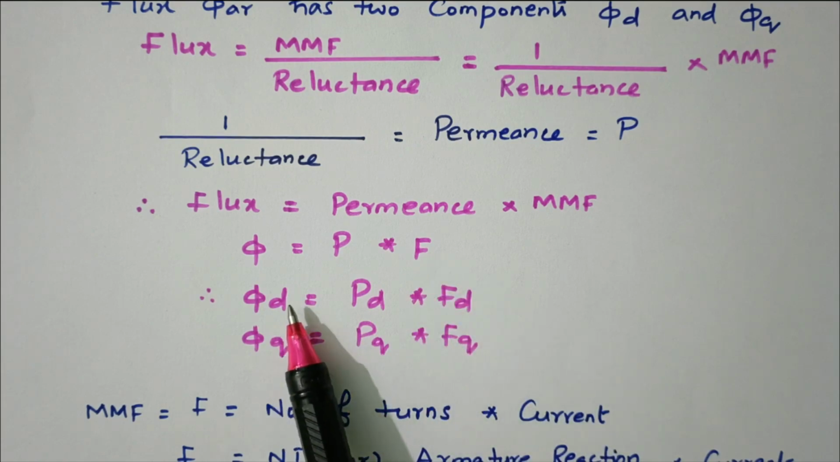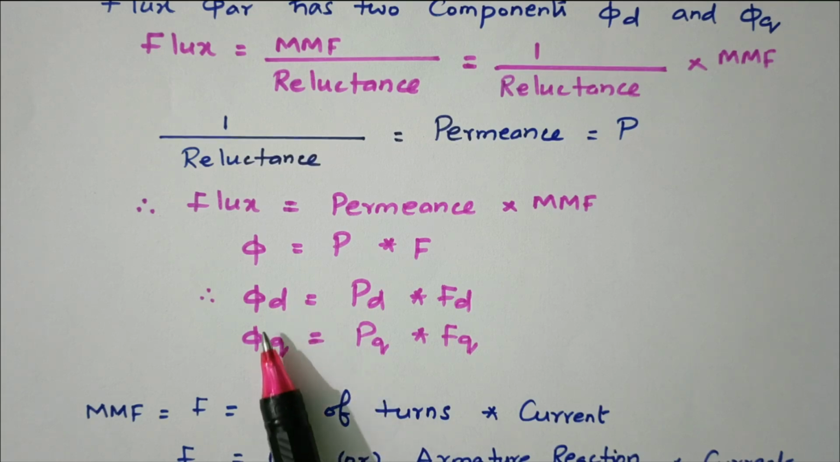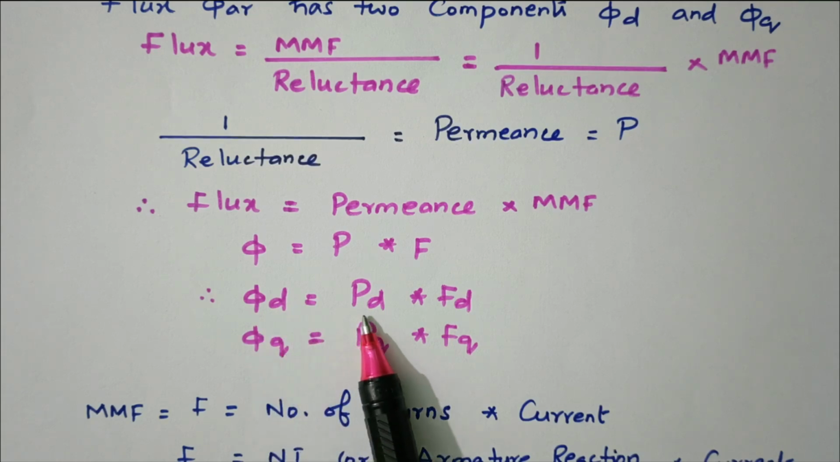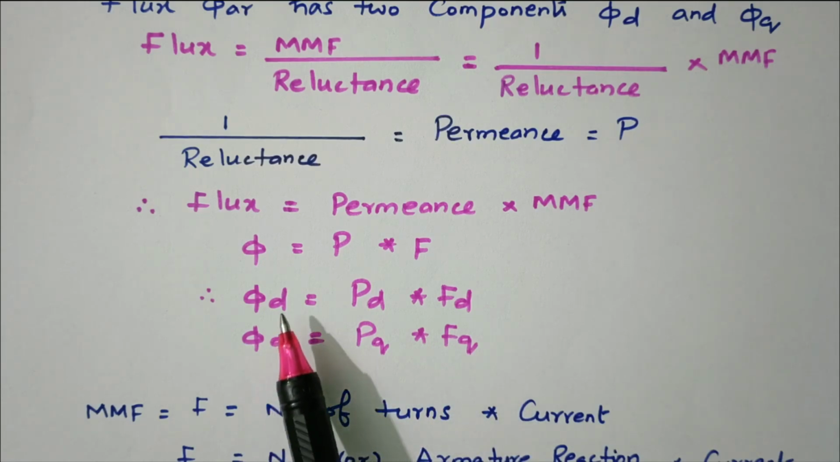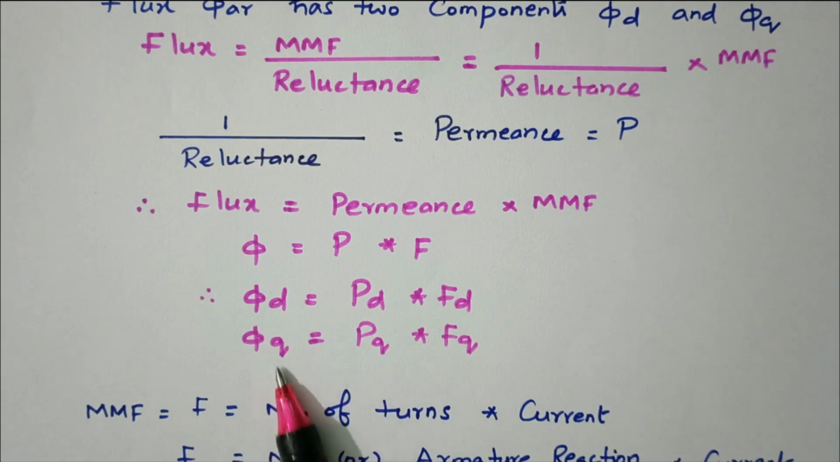But we have two axes, the d axis and the q axis. So phi d equals Pd into Fd, and phi q equals Pq into Fq. So now we have two components, flux in the direct axis and flux in the quadrature axis, phi d and phi q.